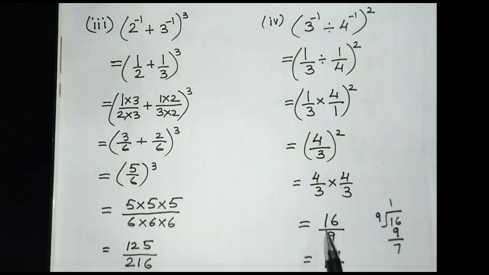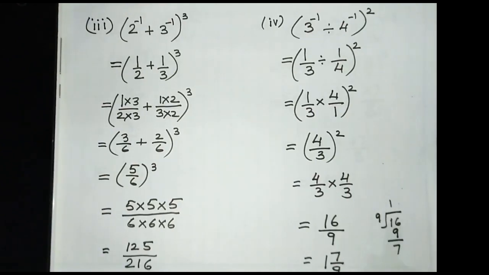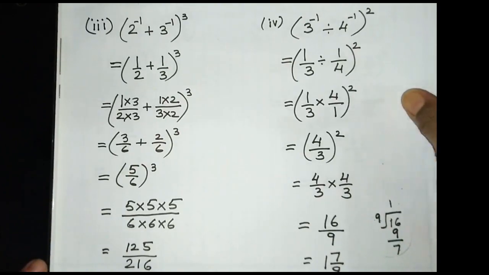So that comes to 16 by 9, which is an improper fraction. So we have to convert it into a mixed fraction. We can divide 16 by 9. We have remainder 7. Quotient, remainder by divisor. That way we write 1 7 by 9. 1 7 by 9, that's the answer.